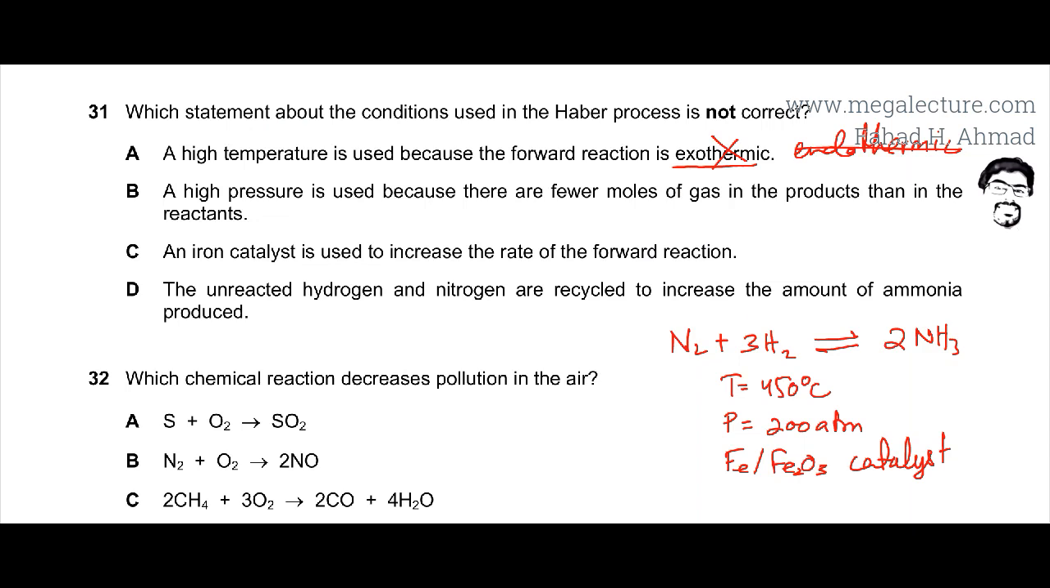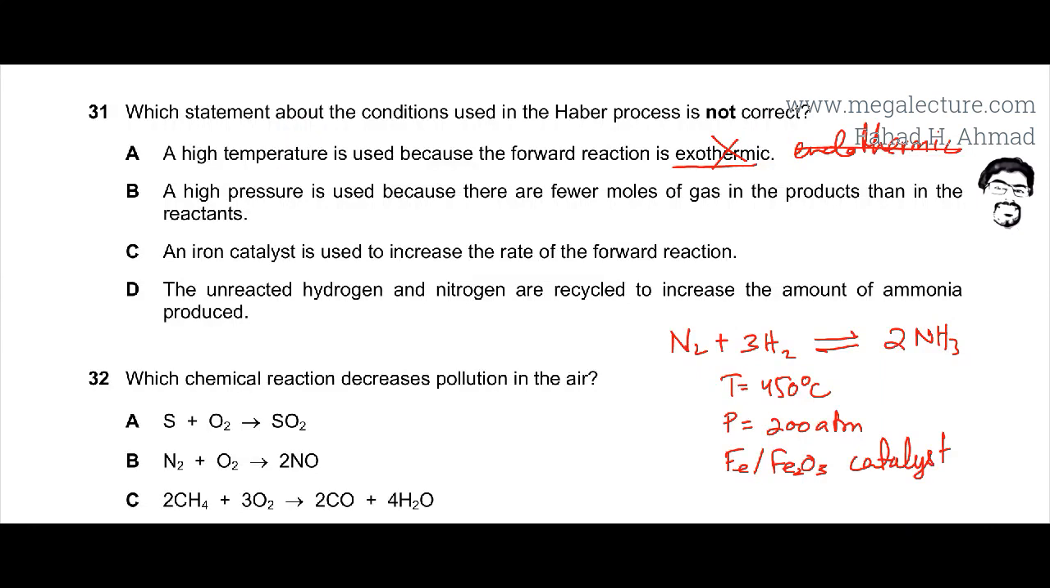So this reaction in the forward direction is an exothermic reaction. So exothermic reactions, they prefer lower temperatures. So the reasoning is not correct in this statement. So you're not using higher temperatures, you should be using lower temperatures because the forward reaction is exothermic.